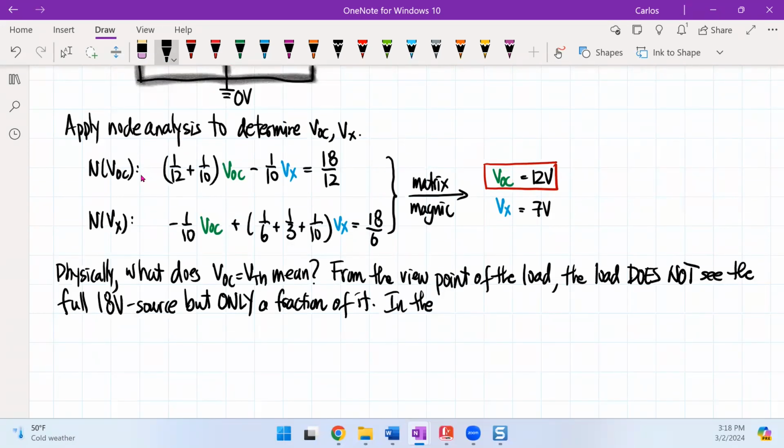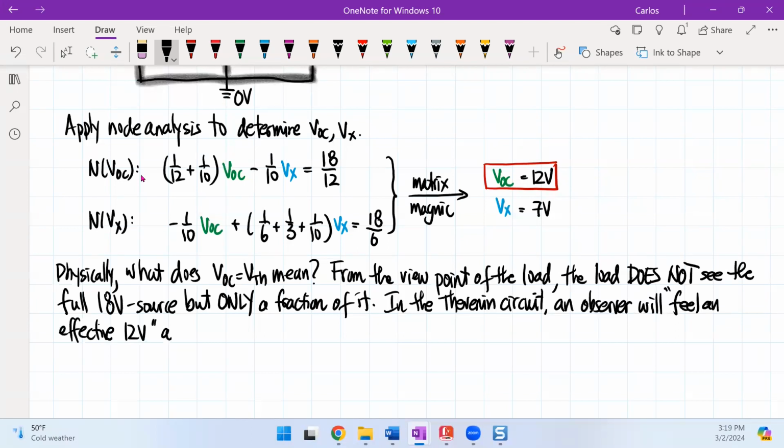In the Thevenin circuit, again, from the viewpoint of the load, an observer will feel, maybe I should put quotes here, will feel an effective 12-volt source from the original circuit.